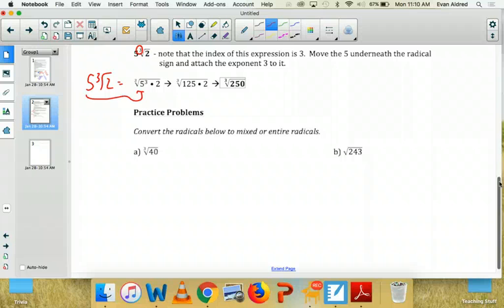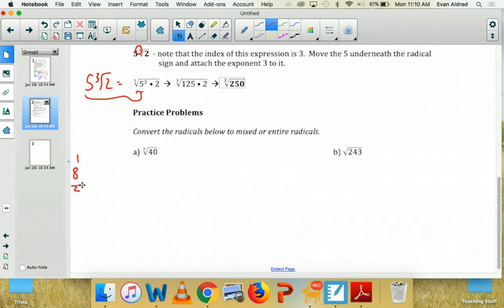So at first, we're given entire radicals, and we're asked to write them as mixed. So we can solve this mentally if we want. So if we think of our perfect cube, since it's a cube root, we want to know the biggest perfect cube that divides into 40. Well, the only possible answer there is 8. So we can think of this as cube root of 8 multiplied by 5, because 8 multiplied by 5 equals 40.